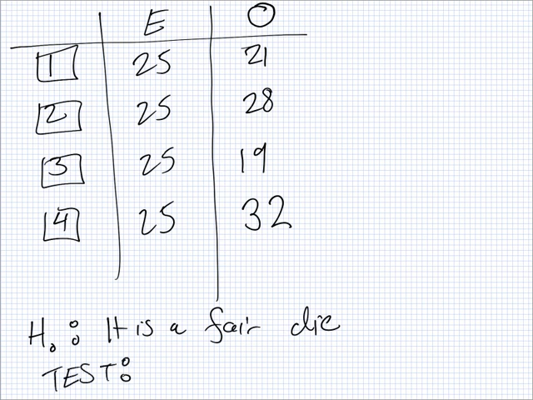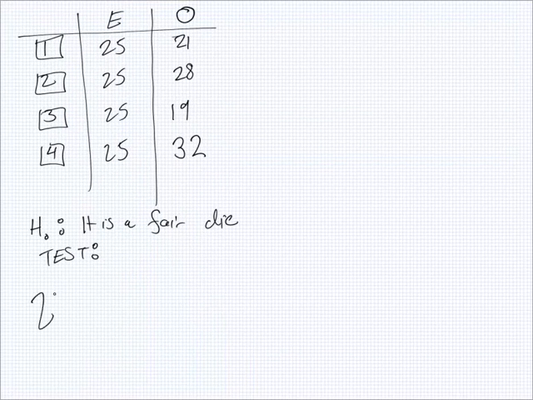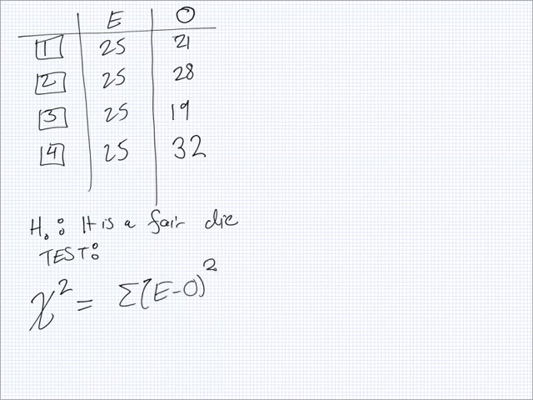Okay, so the way we test it is we calculate something called the chi-squared. And the formula for the chi-squared is, if I remember, but it's in the formula book, we have to add up the expected minus the observed squared over the expected. Yeah, so let me just write that down again. We add up the expected minus the observed squared over the expected.